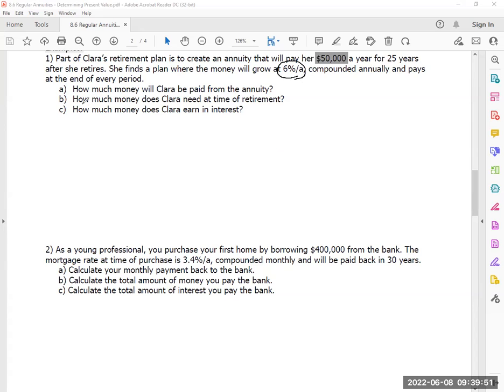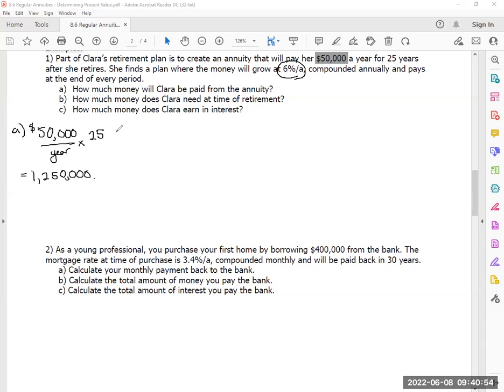So how much money is she expected to be paid? Here, $50,000 every year for how many years? 25. How much money is that? 50 times 25, that would be, oh, I'm having a brain fart. $1,250,000. So in essence, she's a millionaire, is she not? Technically. The annuity, her retirement plan, is going to pay her $1,000,000 and more over a course of 25 years.